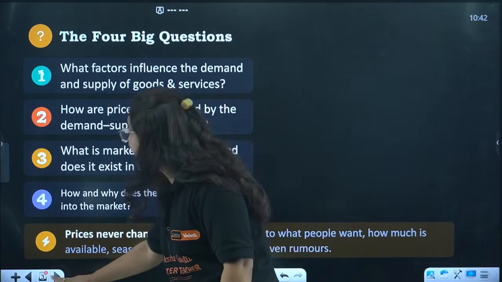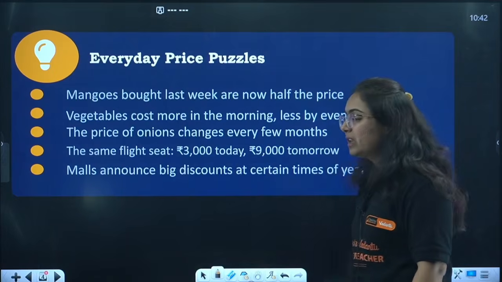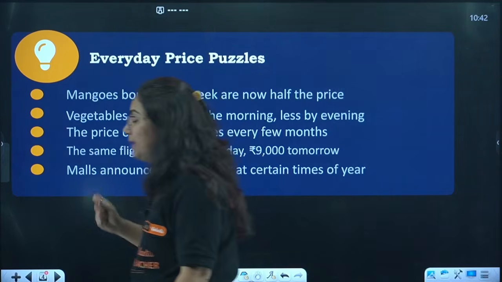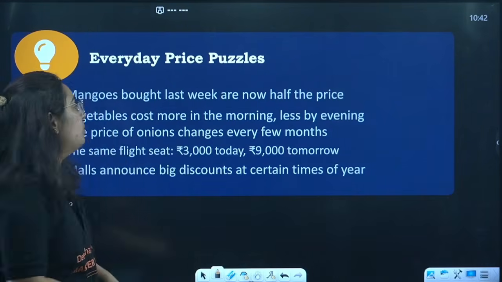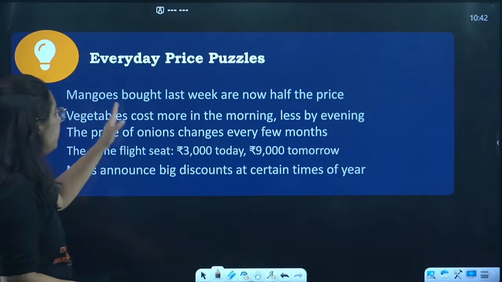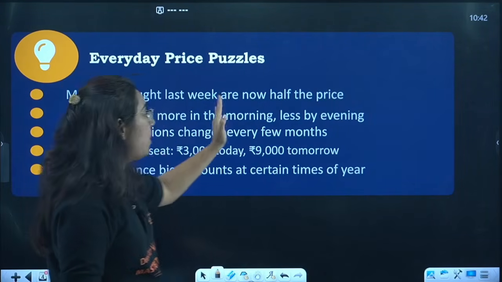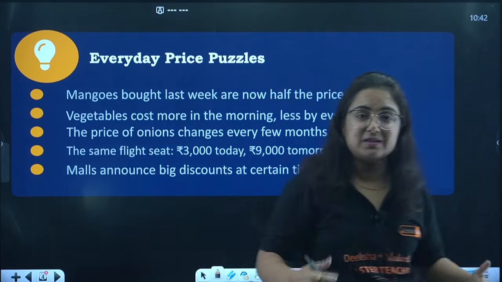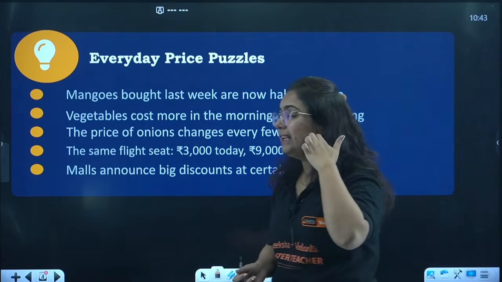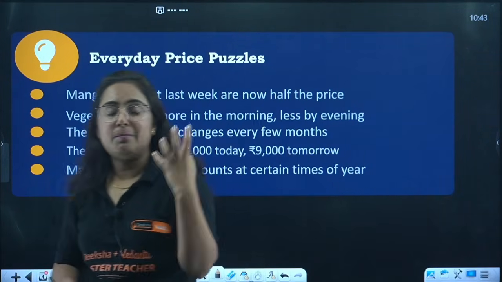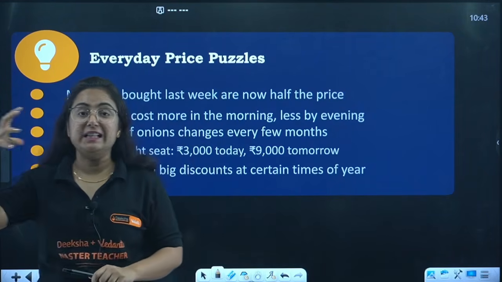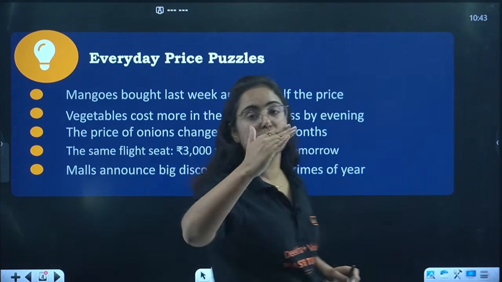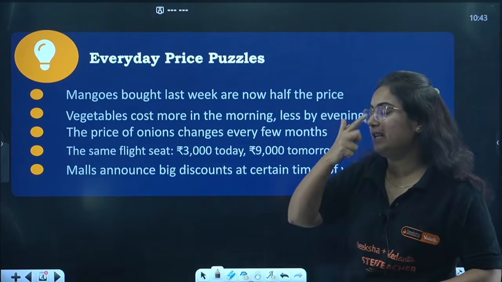So, the first thing you have to study is, beta, every day in the market, this price puzzle is going on. Like when I just told you about mangoes bought last week are now half the price. It happens whenever certain fruit comes in the market, and that is basically the seasonal fruit. When it initially comes, it is of so much high price. Like let me tell you one example.